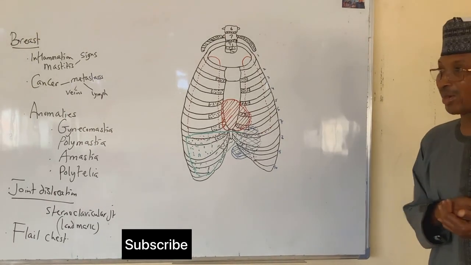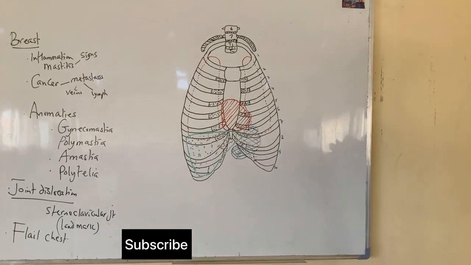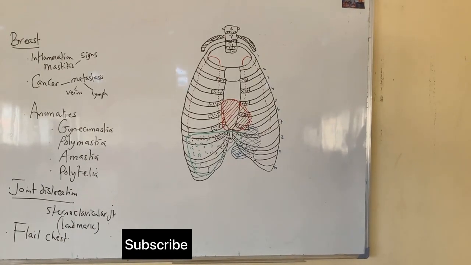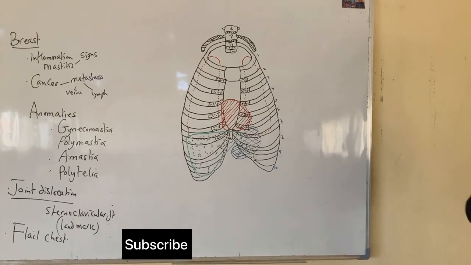Otherwise, it has no much issue. So after inspecting the root of the neck, you have not seen any cervical rib. So now you inspect the chest movement, how the chest moves.